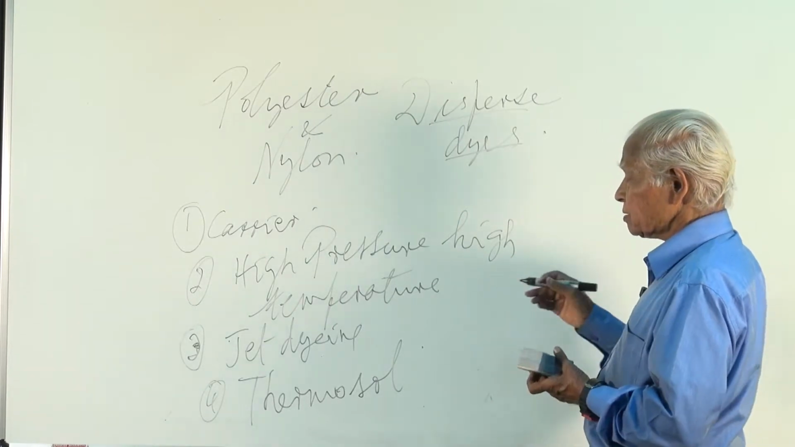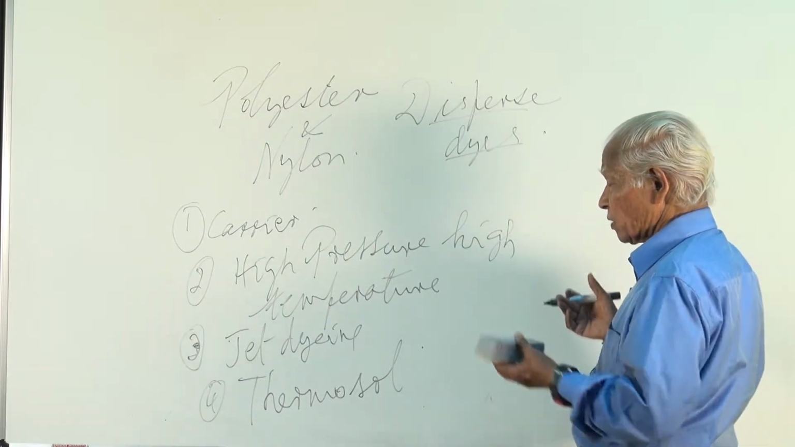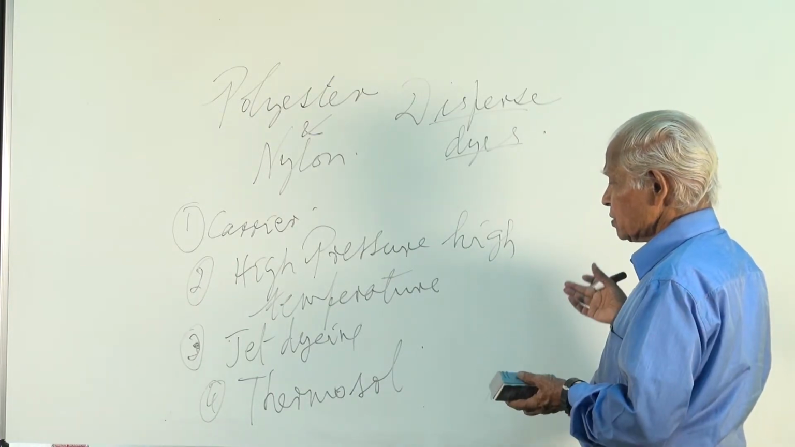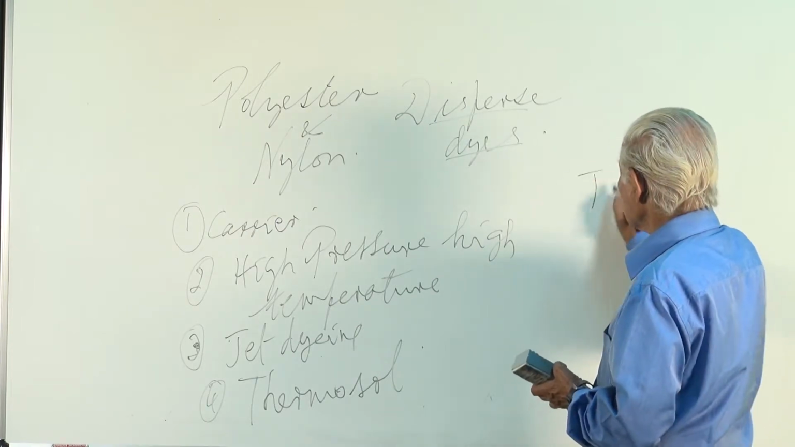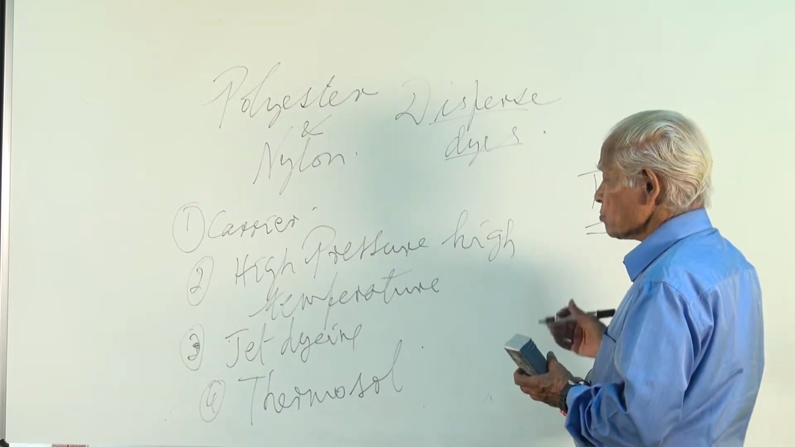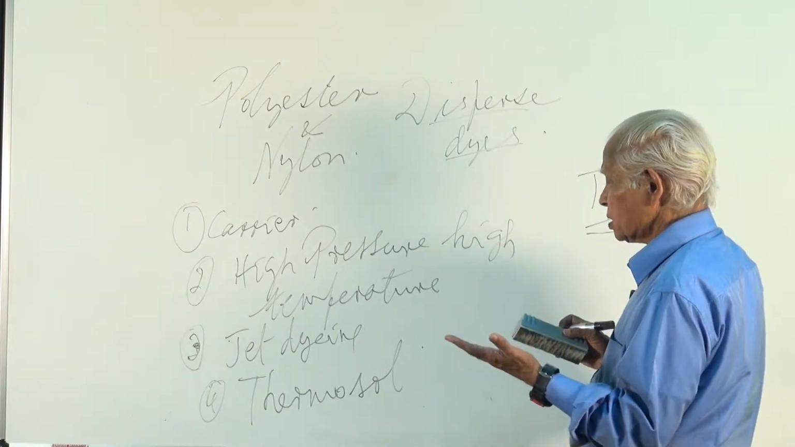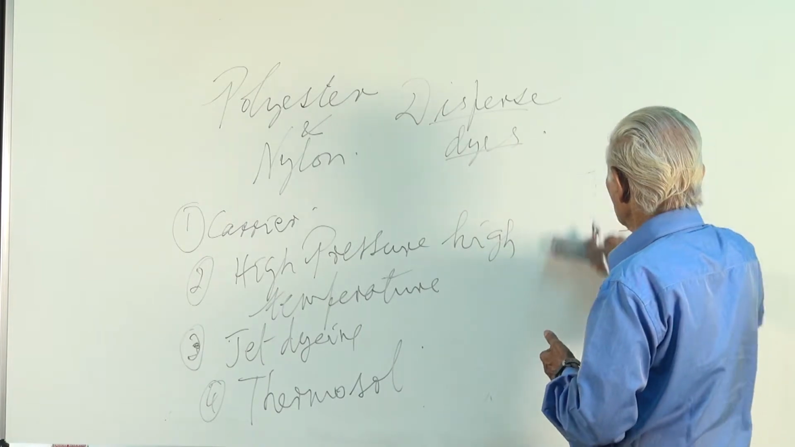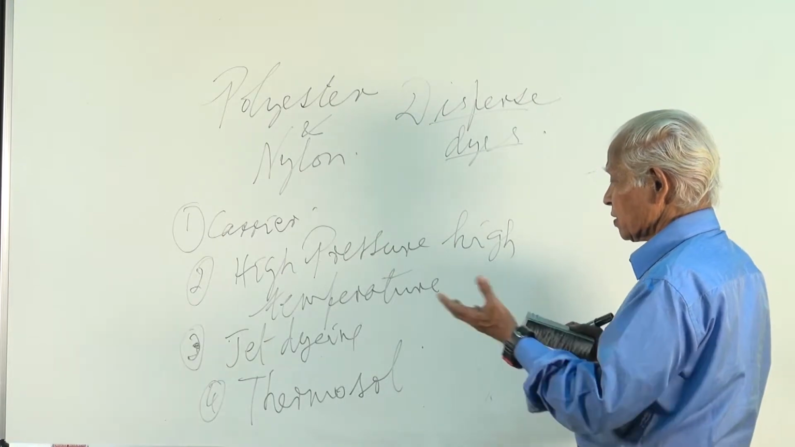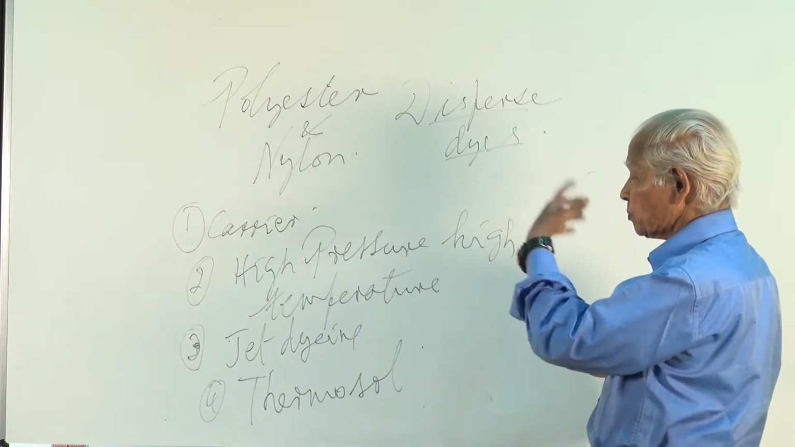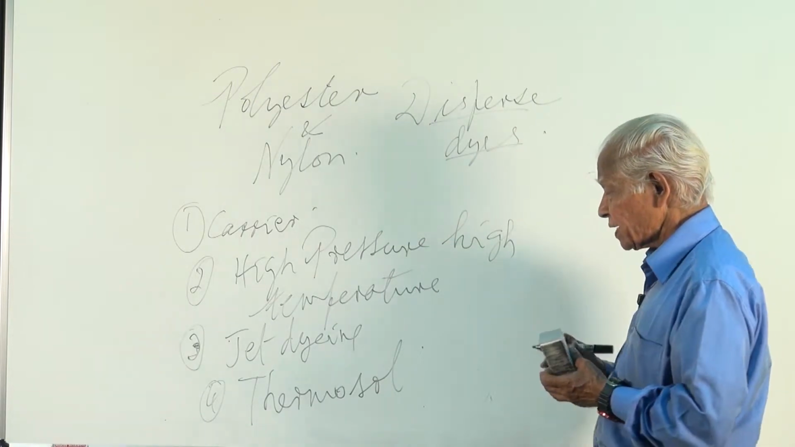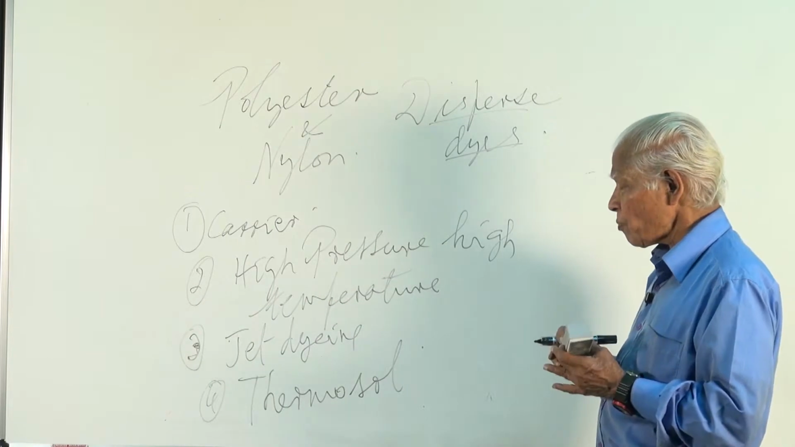So in the bath, the carrier is added and dyeing is carried out at 70 degrees centigrade. And the carriers do the job of suppressing the glass transition temperature of the polymer. And that is the role of a carrier. See, for example, nylon can be dyed at room temperature because it has a very low glass transition temperature compared to polyester. So if polyester is to be dyed using the disperse dye, carrier should be used.